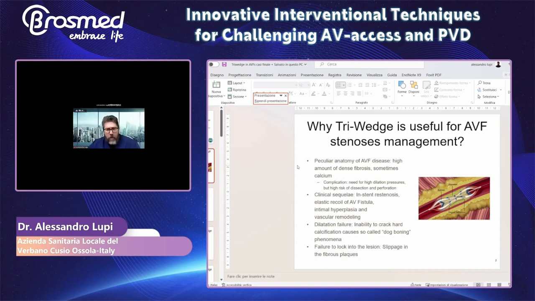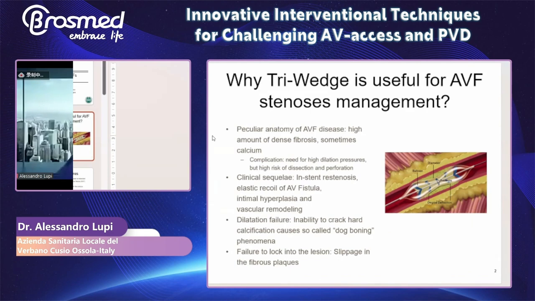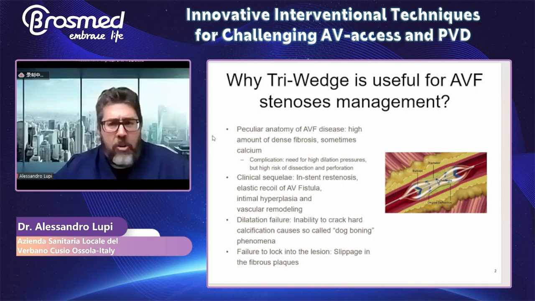Often we see the phenomenon of dog boning in these vessels, because with conventional balloons, if we dilate the lesion, we stress more the edge of the lesion and less the center of the lesion, because at this point the balloon is weaker than the resistance offered by the vessel wall. So it is important to change to a type of device that can solve these problems that are tricky and that often produce great problems during our intervention.